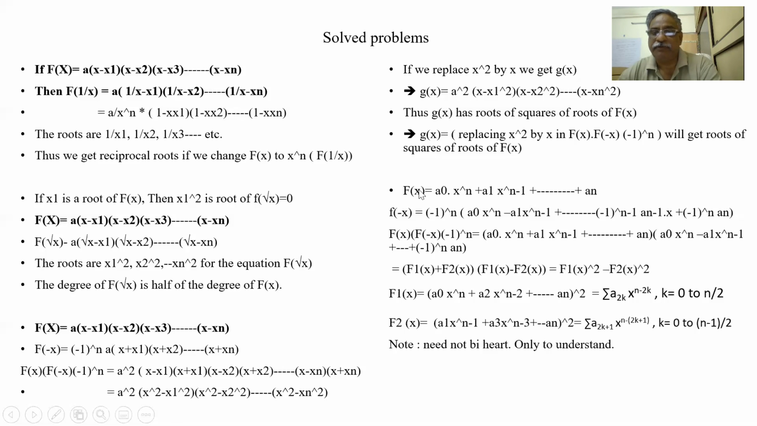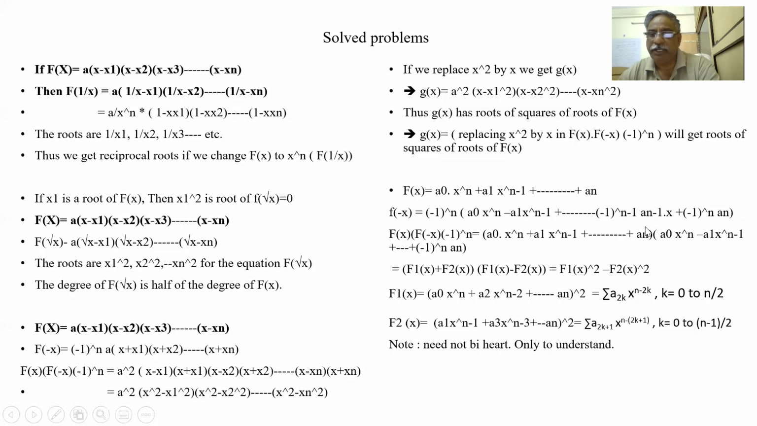Now let us see here. F of x we have, f of minus x we have, is alternate plus and minus. Here we have seen the factorization method. We are seeing the expanding method. This is the expanding method. Now I am multiplying these two, f of x, f of minus x into minus 1 to the power of n. So we get two equations. This is f of x. This is minus alternate plus minus, which is f of minus x.